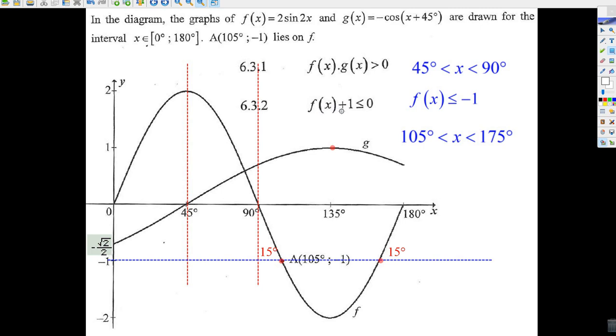Now they say, where is f of x plus 1 less than 0? We'll make this easier on ourselves and subtract 1 from both sides. They're saying, where is f of x dropping below minus 1? Well, just draw a line at minus 1 and look, oh, it's right here. And they gave us the number there. It's at 105 degrees. That's where it drops below. But look, this is a little bit clever.